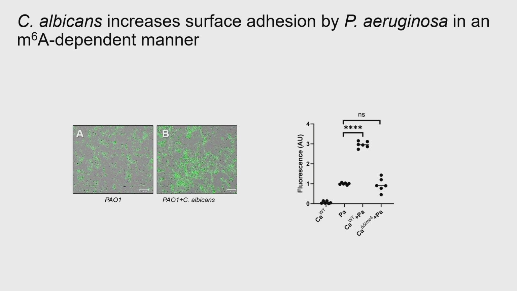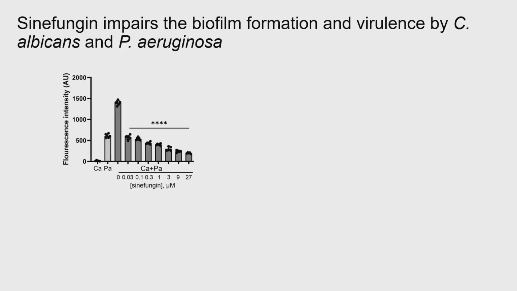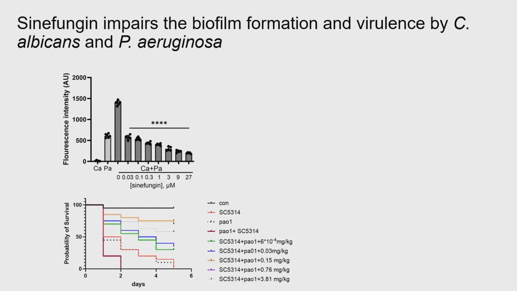So the next question is whether sinafungin has the same effect. What we did, we again used this fluorescently labeled PA01. As you can see here, PA01 by itself binds that much to the surface. After 2 hours, when you add Candida without sinafungin, that addition goes up a lot. But even a tad bit of sinafungin you add to the environment, and that addition goes down dramatically.